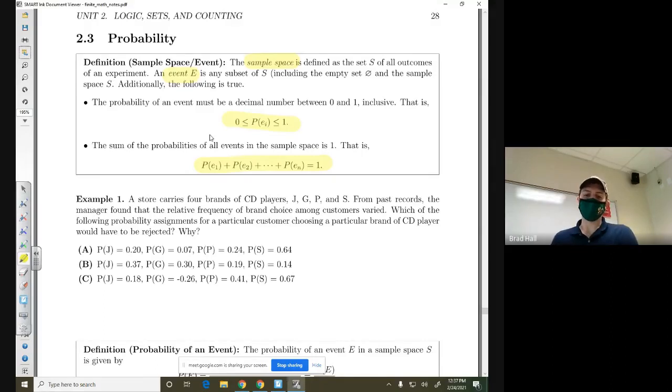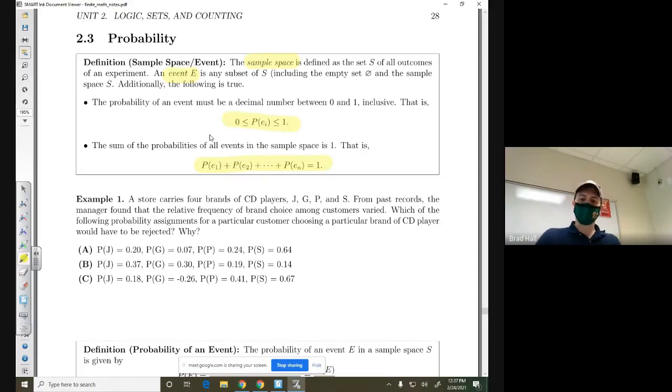And we're trying to see which one of these listings of probability cannot be correct. So two of the three are not correct, and we're going to figure out which ones are not correct and why.